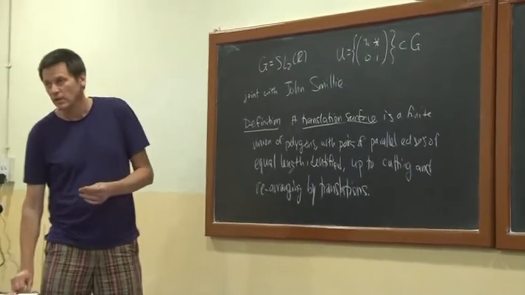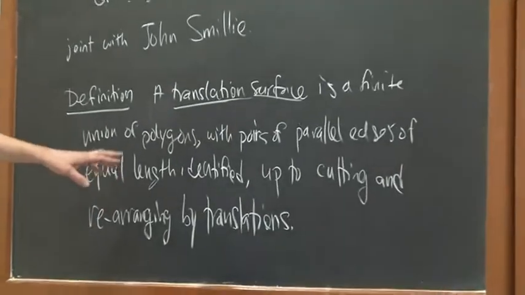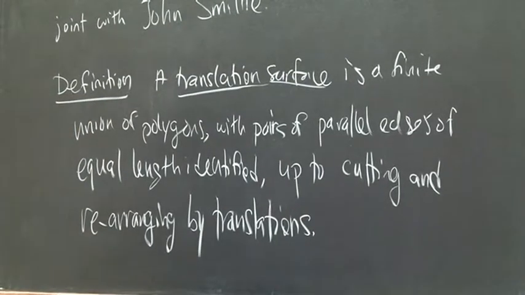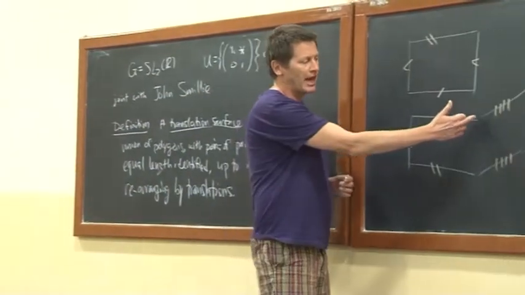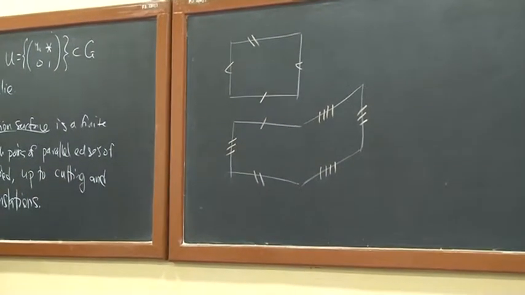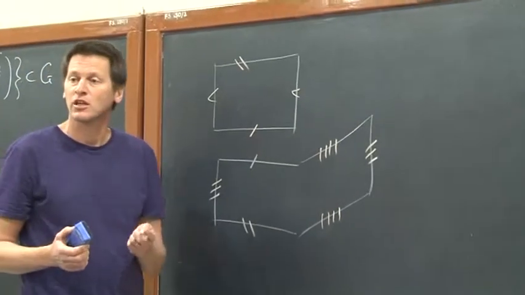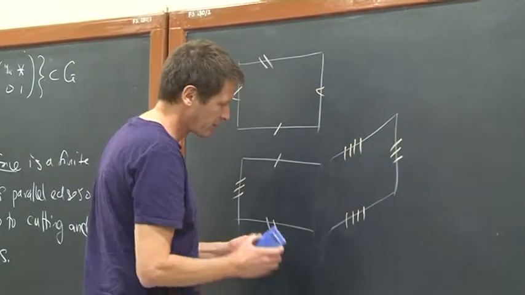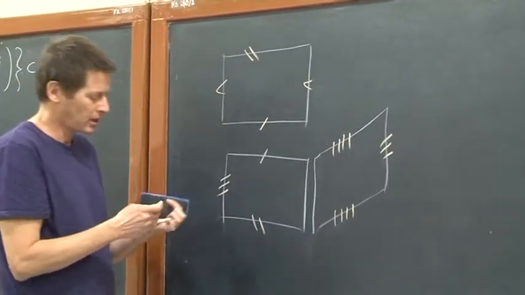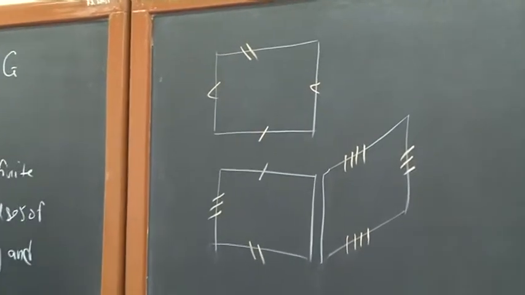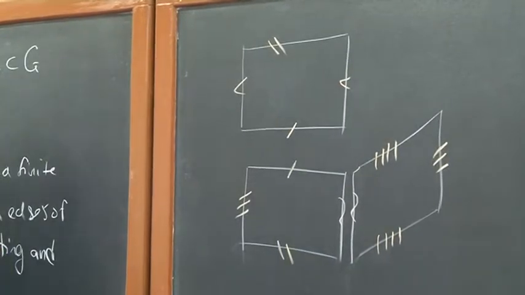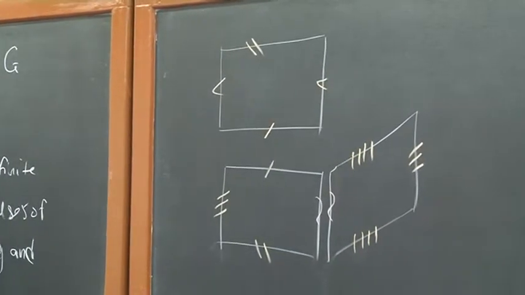This is such a picture, and I can impose this equivalence relation of cutting and rearranging by translation. So for example, I can add an additional cut here and get what I call a different presentation of the same translation surface, if I just stick in another edge and a new gluing. This is a different presentation of the same object. So that's what I mean by translation surface.